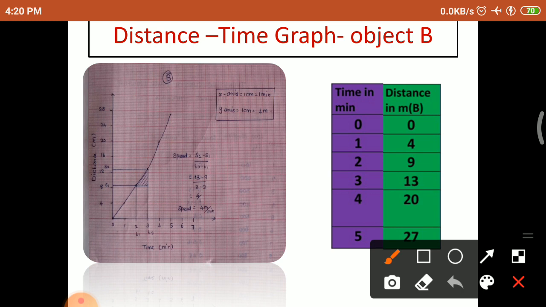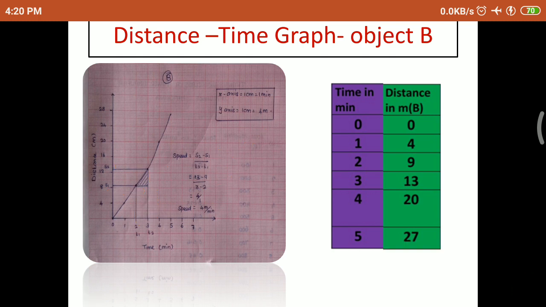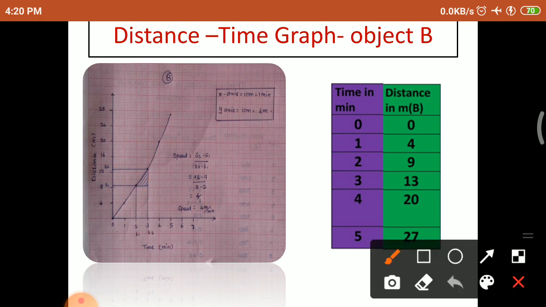Then I chose 2 points on the line, point A and point B. Draw a perpendicular line to the x-axis and y-axis. Then I find the speed. Speed equal to s2 minus s1 by t2 minus t1. The value of s2 is 13. The value of s1 is 9. And see the graph and see the values of t2 minus t1.